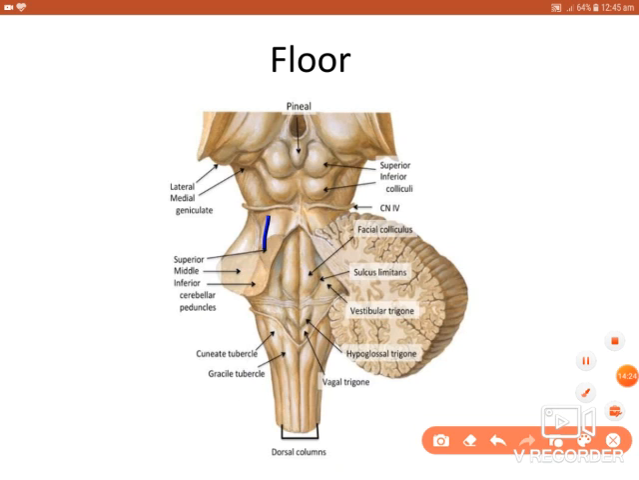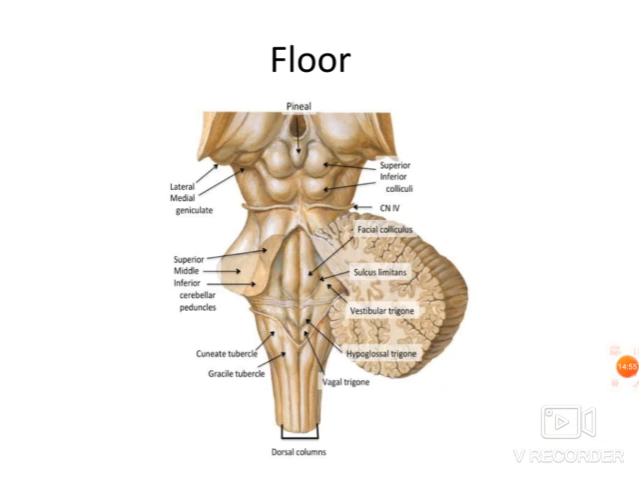Here this is the superior cerebellar peduncle. This is the superior medullary velum. Here there is the inferior cerebellar peduncle. Then here this is the superior medullary velum. Here this is the inferior medullary velum. This forms the roof. This forms the floor. Here you can see it forms the lateral boundaries.